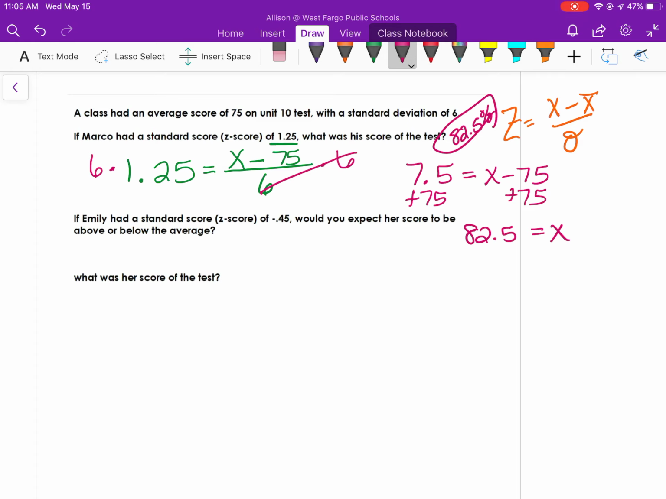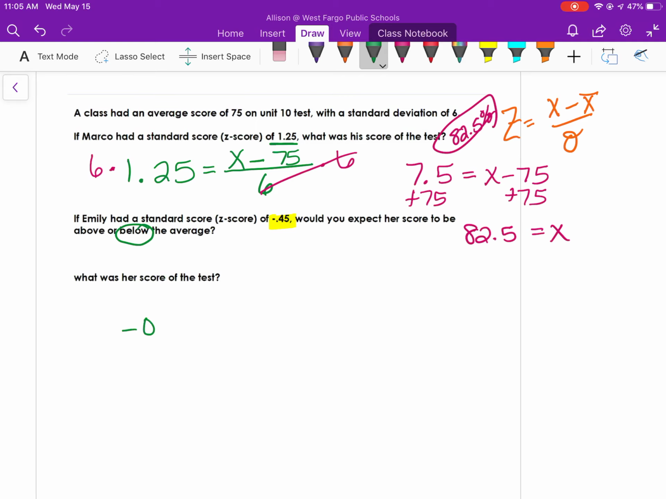If Emily had a standard score of negative 0.45, would you expect her score to be above or below the average? Since her score is negative, that means it's to the left of the average on the curve, which means she is below the average score. Not by much, not even by a full standard deviation. So she's very close to the average, but just a little bit below. Let's see what her test score was.